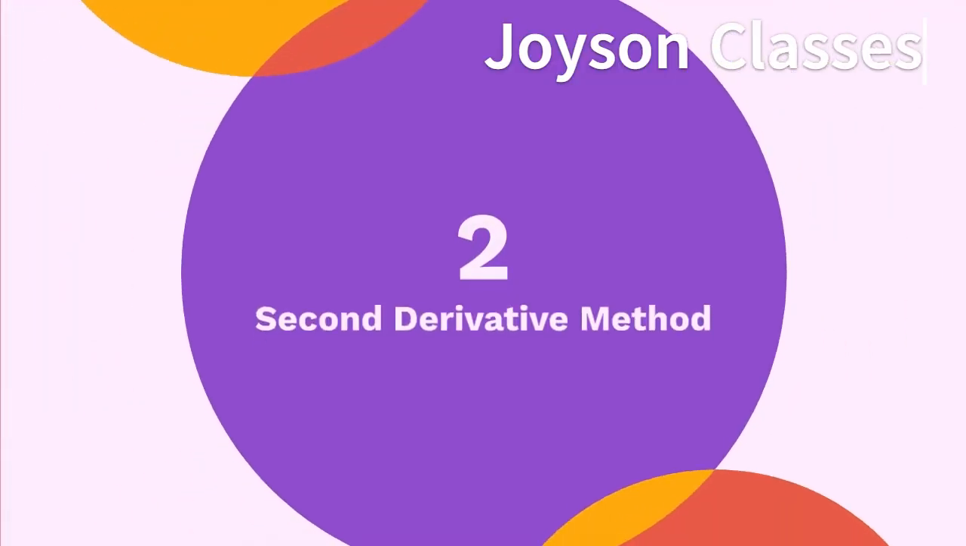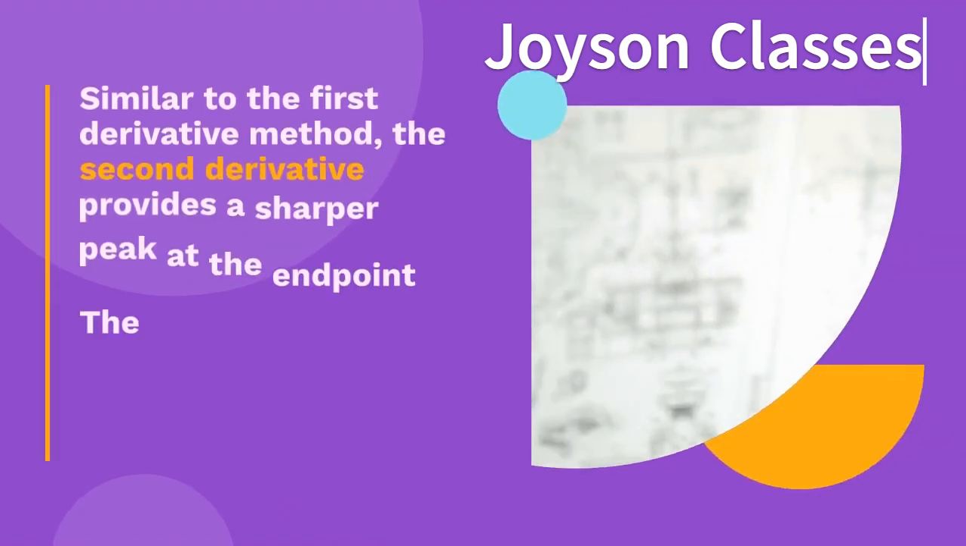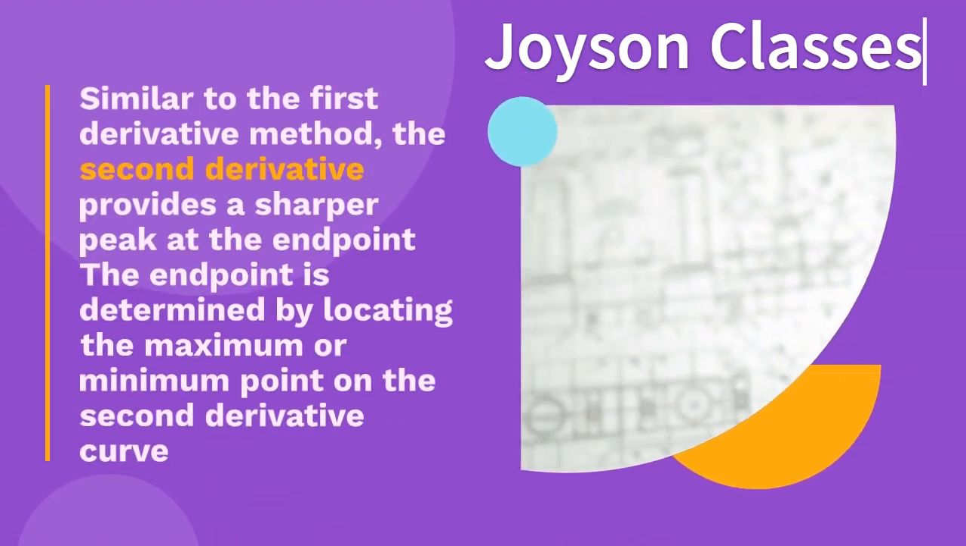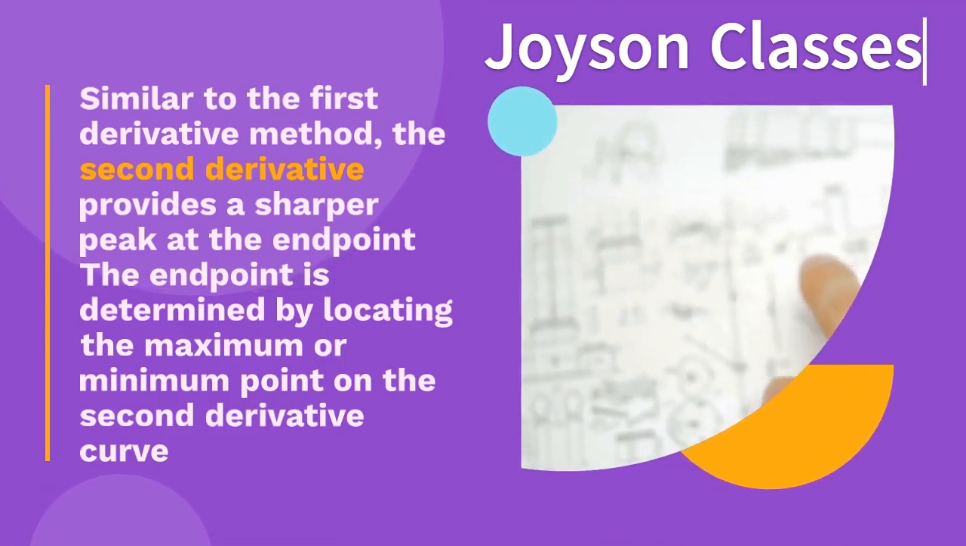3. Second derivative method. Similar to the first derivative method, the second derivative provides a sharper peak at the endpoint. The endpoint is determined by locating the maximum or minimum point on the second derivative curve.